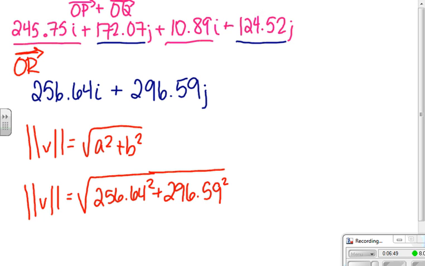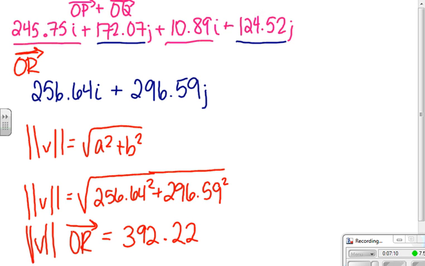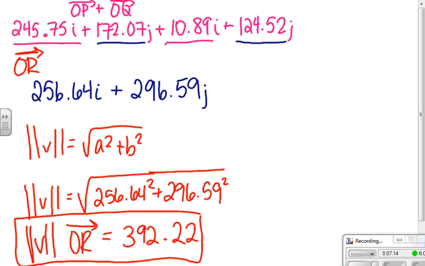I'm going to grab my handy dandy calculator, and we get the magnitude of vector OR equals 392.22. There's our magnitude.